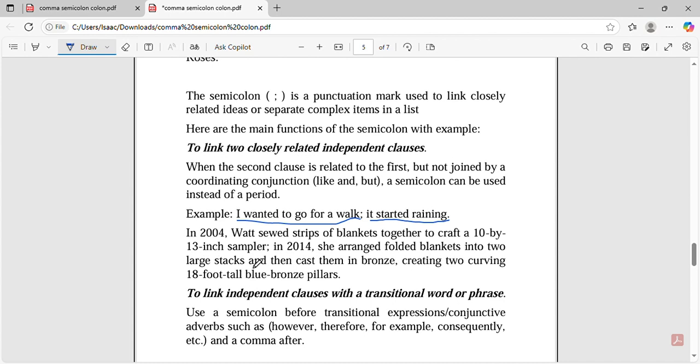Okay, this is another example. You have a semicolon here. This semicolon is simply bringing together two independent clauses. Now, what are the clauses? You have this main clause from here down to this point, and there's another main clause from here down to this point.